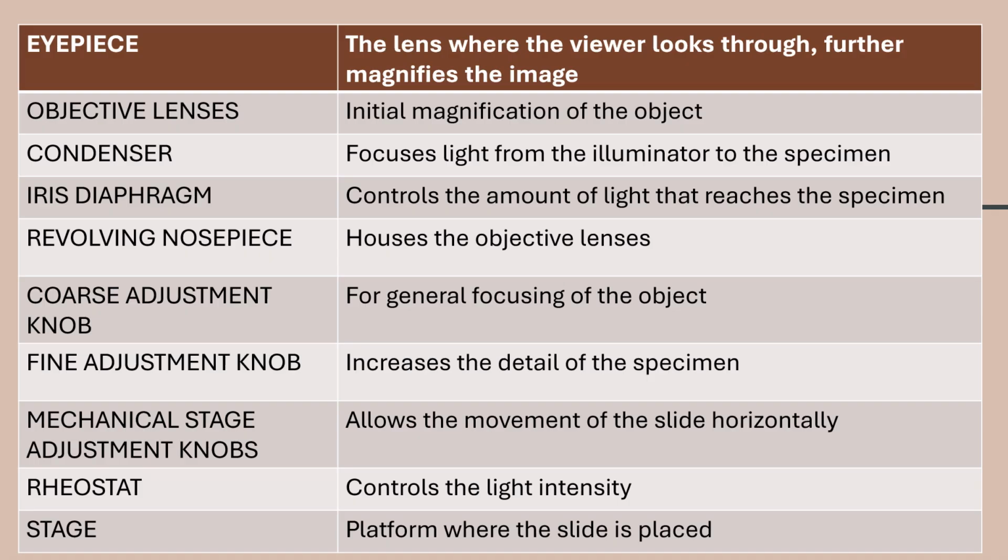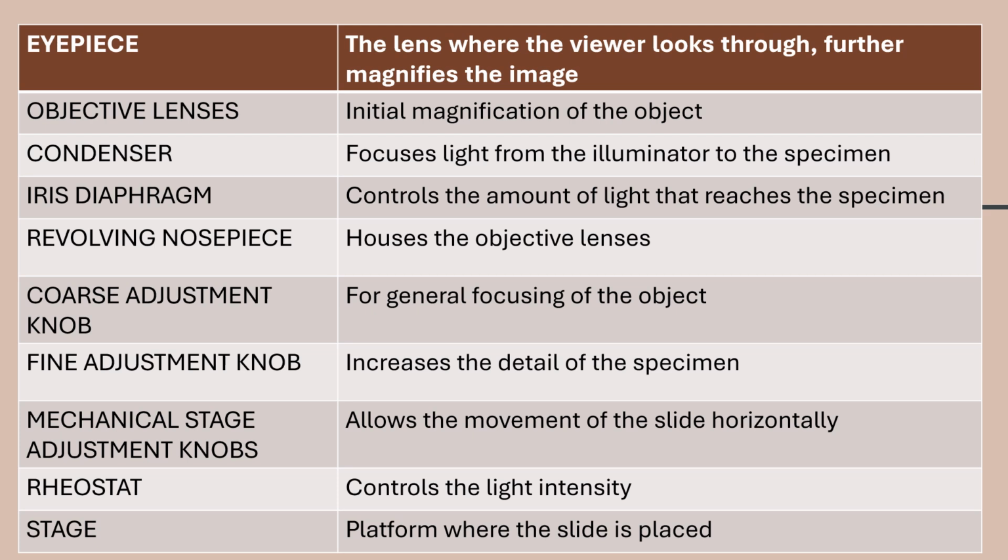For the parts of your compound binocular microscope, of course, you have your eyepiece. Your eyepiece further magnifies the image. Usually it has a 10 times magnification.